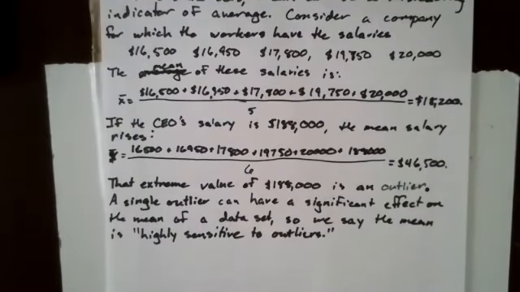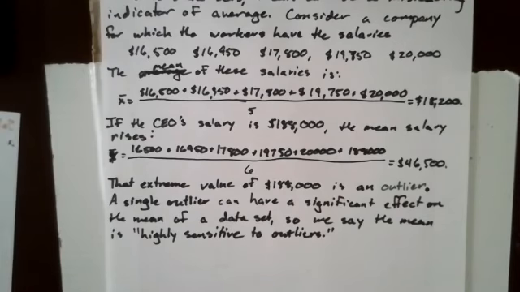For some data sets, though, the mean can be a misleading indicator of average. Consider a company for which the workers have the salaries $16,500, $16,950, $17,800, $19,750, and $20,000. The mean of these salaries is $18,200.